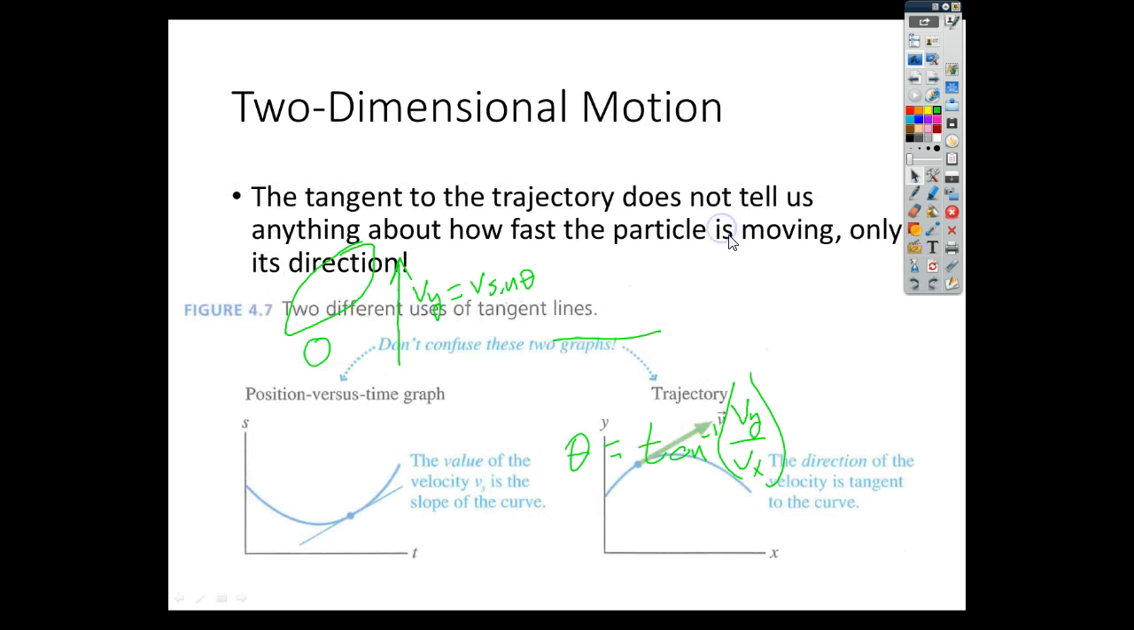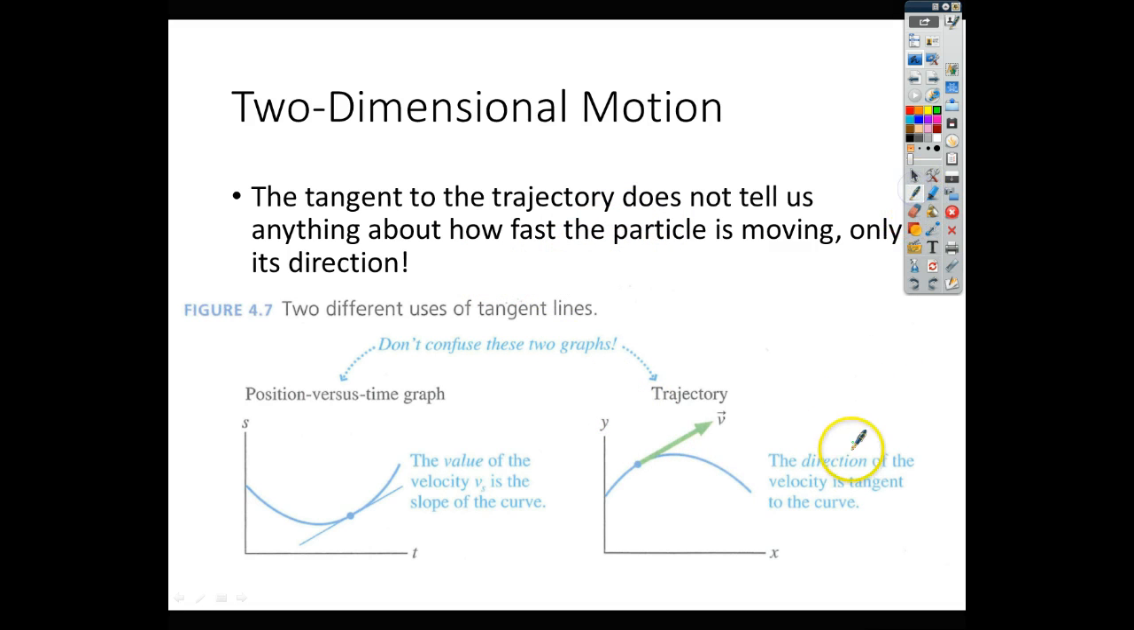Going on to the next slide, they want you to be careful that the tangent to the trajectory does not tell us anything about how fast the particle is moving, okay? This is merely the direction. If I want to really know the value, I need to find the slope of a curve. So I would draw the tangent line and have to find the slope.